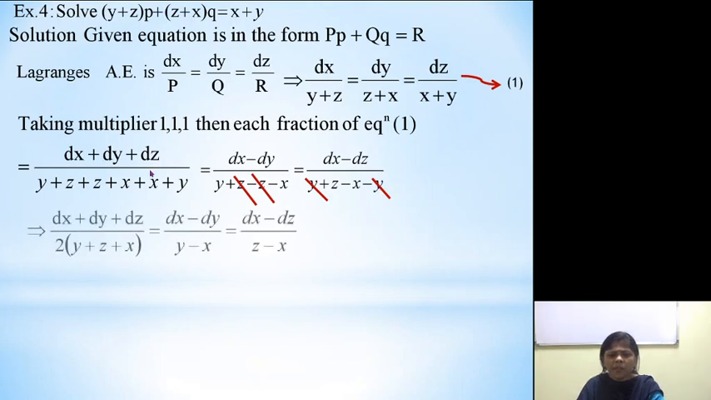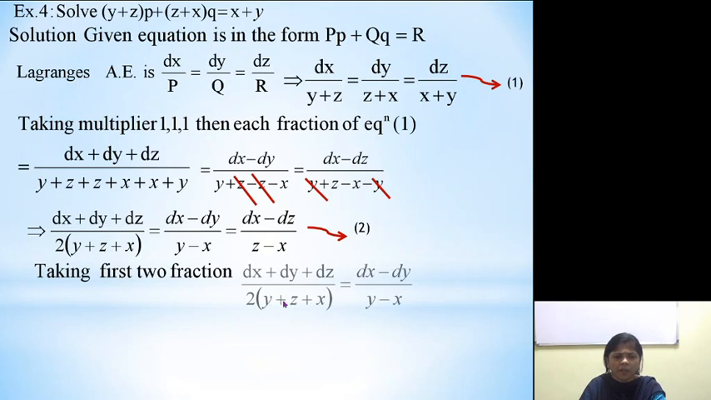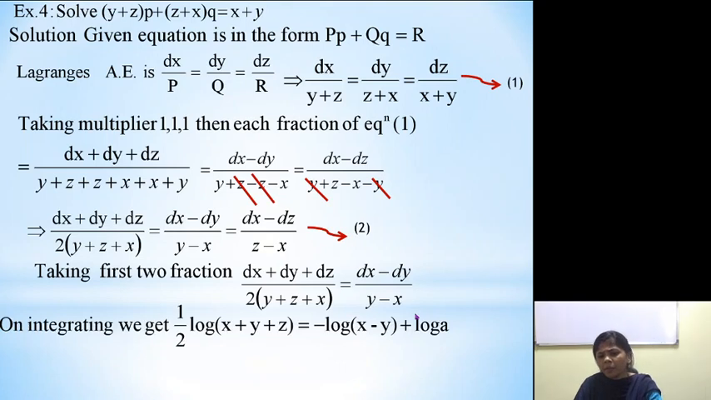So in this way I am having 3 new fractions. In order to get the solution, we will consider any 2 fractions one by one and obtain the solution. So let me consider the first 2 fractions. So this can be written as 2 times. Now we find that the derivative of the denominator is in the numerator. Here also, if we adjust, the derivative of the numerator is in the denominator if I take the minus sign common. So integration of this is half of log of x plus y plus z. I will take minus common, so it is log of x minus y plus log a.